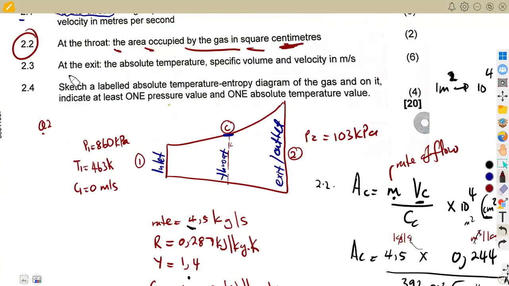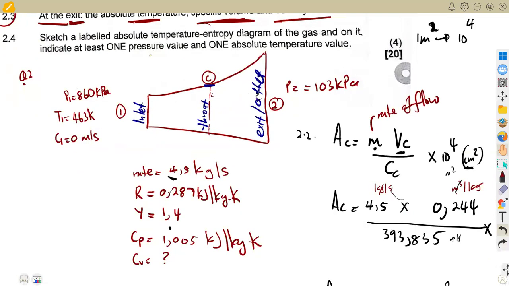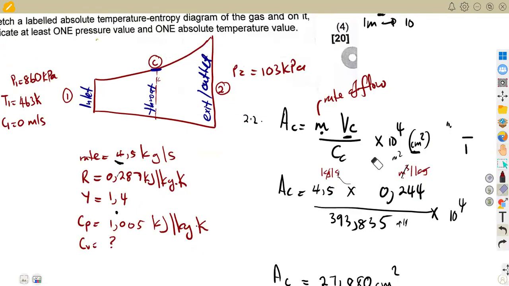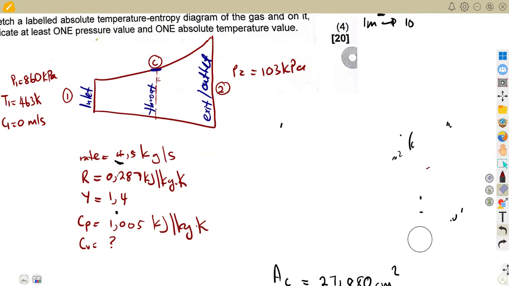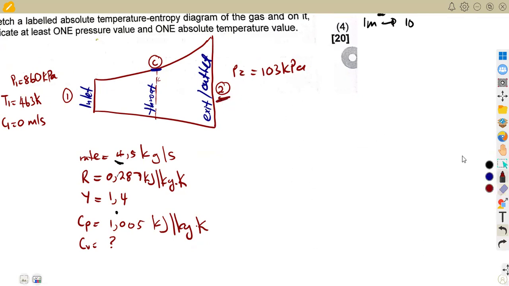Now we are at the exit, 2.3. At the exit, we are supposed to calculate the absolute temperature, the specific volume, and the velocity in meters per second. The exit is where we have 2, so we are now working with 2 at the exit. On your formulas, you must target where there is a 2. That's the exit. All right, so that's our question 2.3.